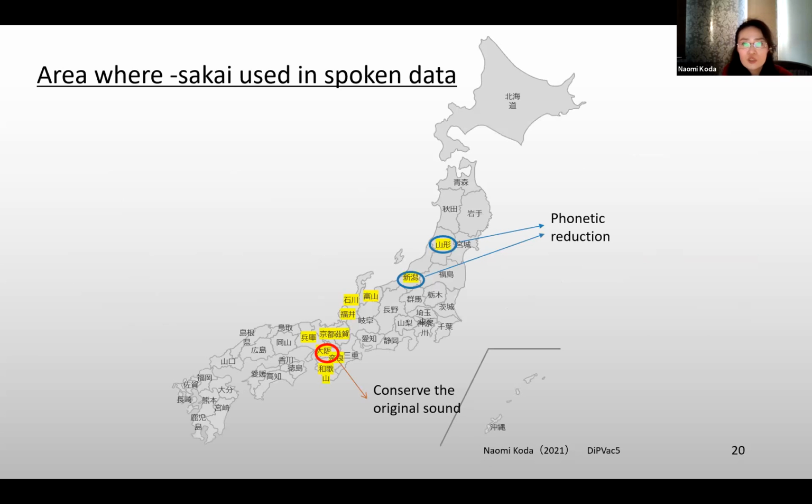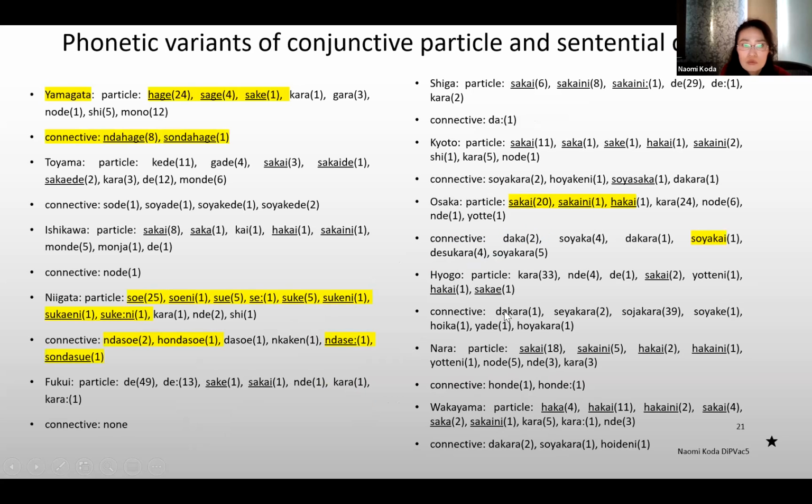Area where Sakai is used in spoken data. So Yamagata, Niigata, this is the Japan seaside. In this area, phonetic reduction occurred. Osaka and Kyoto conserve the original sound. Phonetic variants of conjunctive particle and sentential connective. So I highlighted Yamagata and Niigata. This is an area where phonetic reduction occurred.